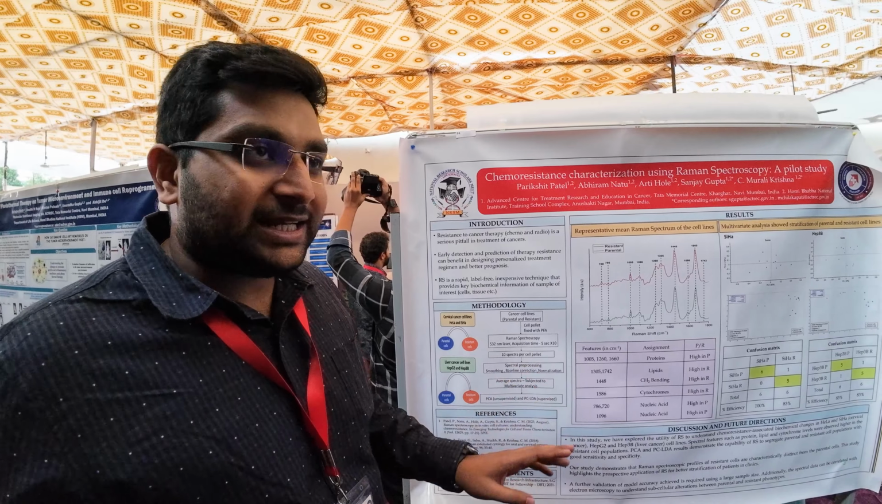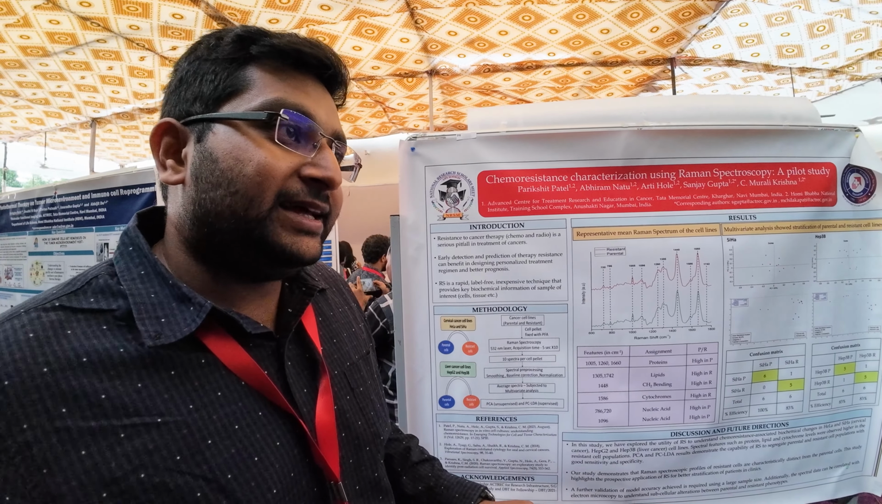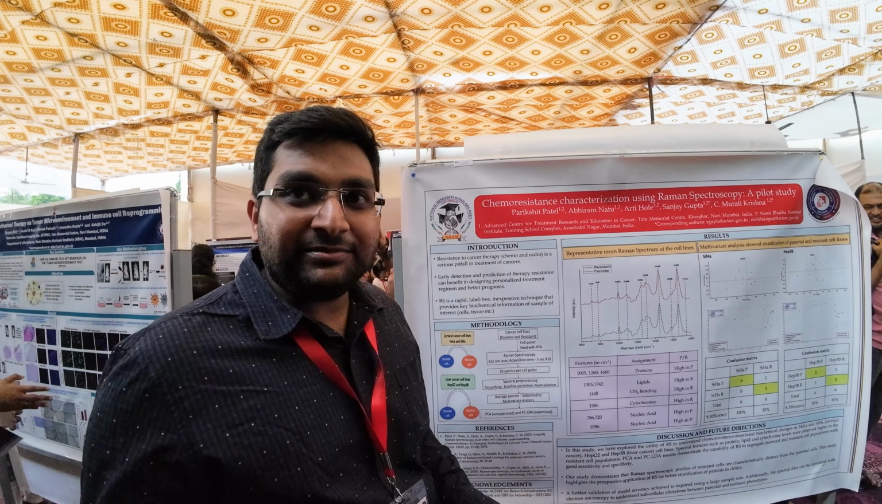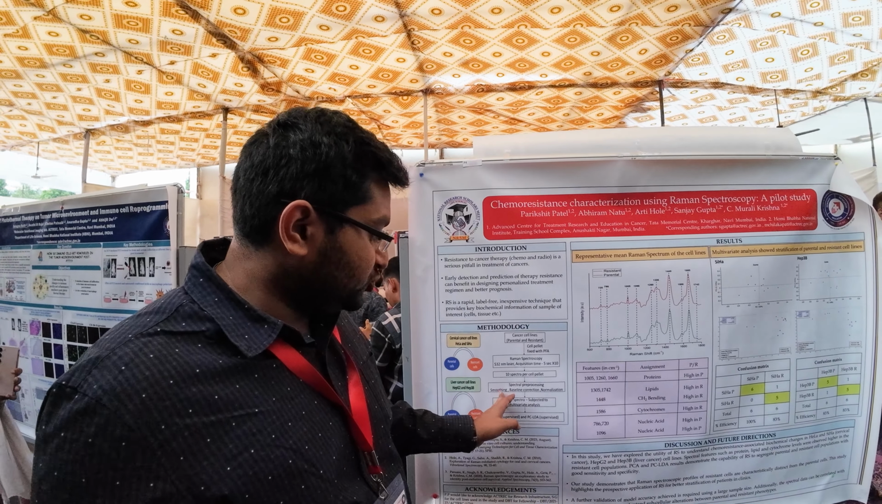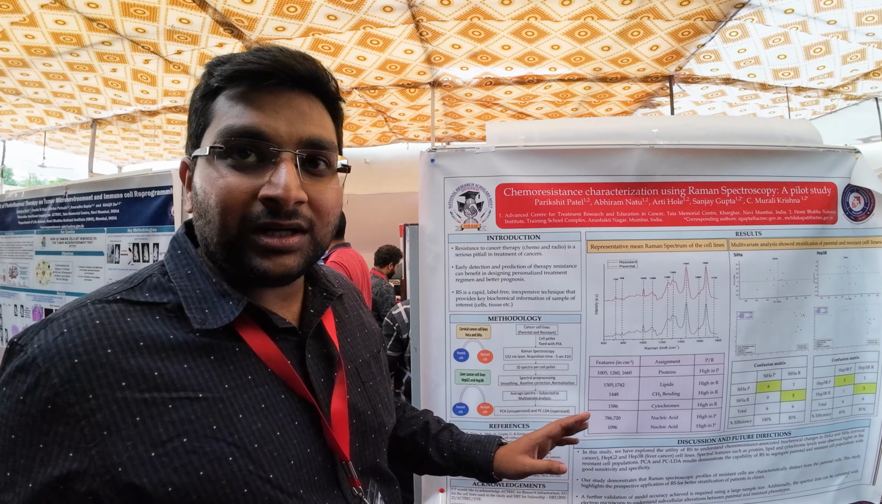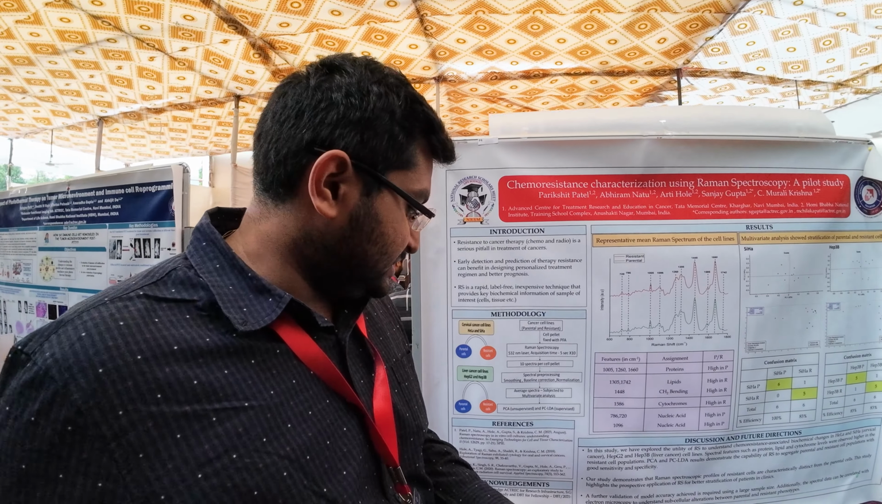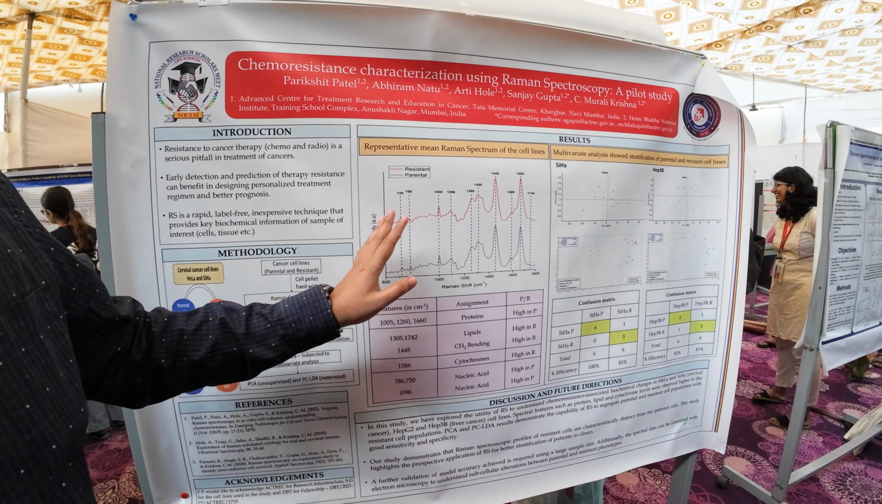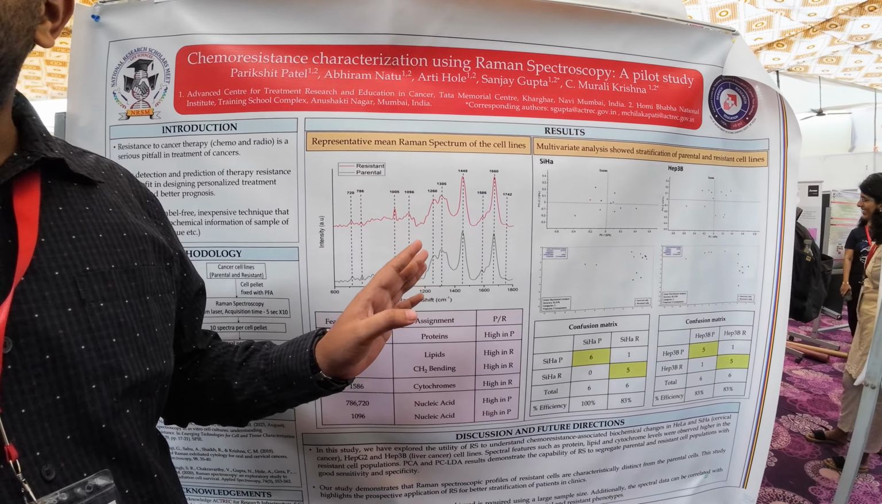Around 10 spectra are recorded per cell pellet, and then each of the spectral data is subjected to pre-processing methods such as smoothing, baseline correction, and normalization, and then it is subjected to multivariate analysis. It is PCA and PC-LDA. So this is the mean Raman spectrum of a cell line that we get.